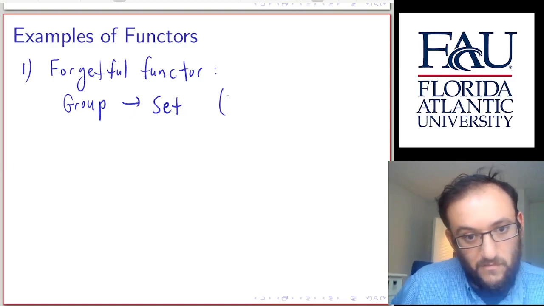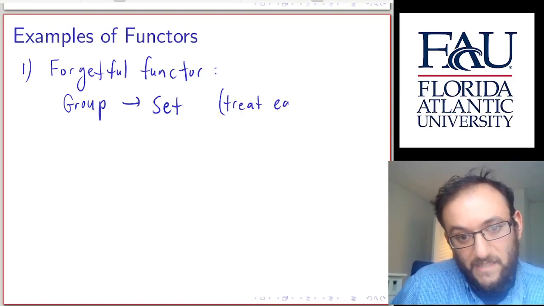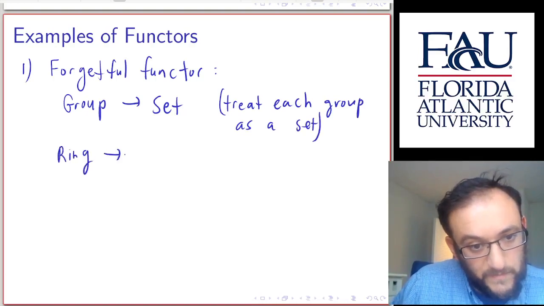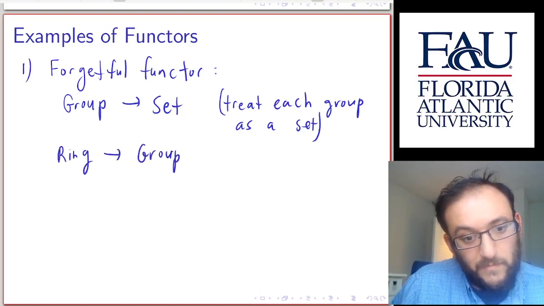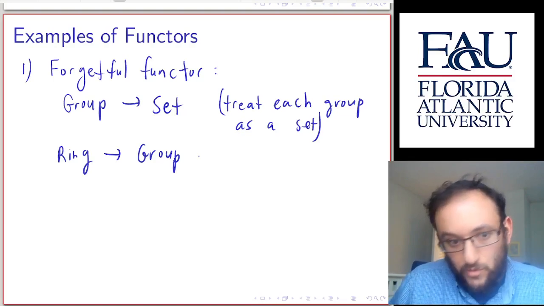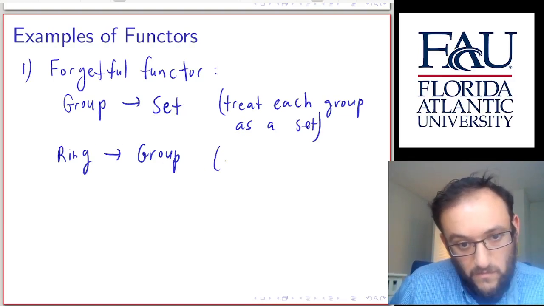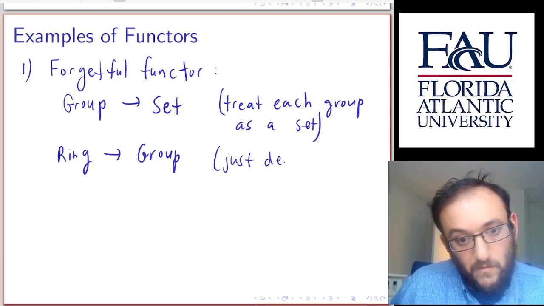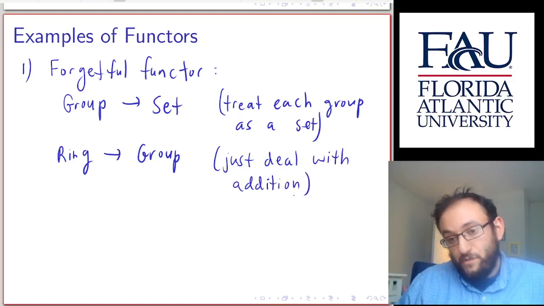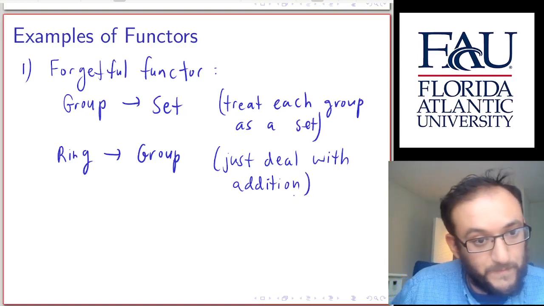So treat each group as a set. Similarly, you can map a ring to group, and you just look at the additive group structure of the ring. Because every ring homomorphism is also a group homomorphism on the additive group.